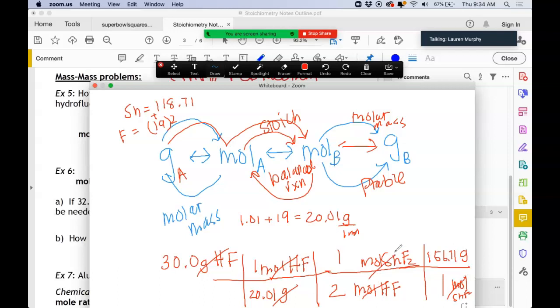So, do you do the whole math? 30 divided by 20.01 divided by 2 times 156.71. And we get, let's see, this is 3 sig figs, so our answer will be 3, so it's 117 grams of tin 2 fluoride. So what this is saying is if you throw in 30 grams of hydrofluoric acid into this chemical reaction, theoretically, you should get 117 grams of tin 2 fluoride out based on the ratio in which they react and produce with one another.